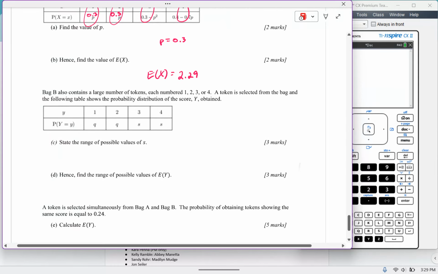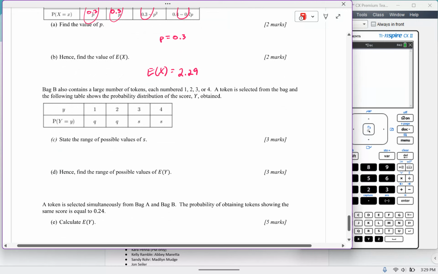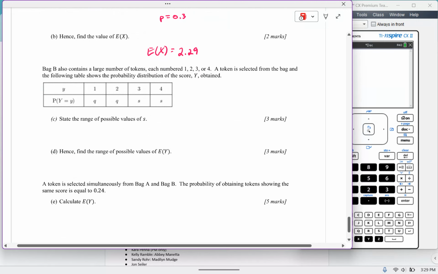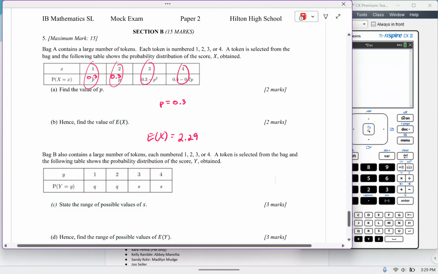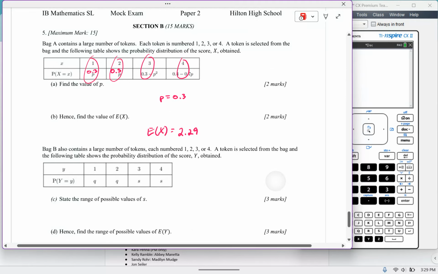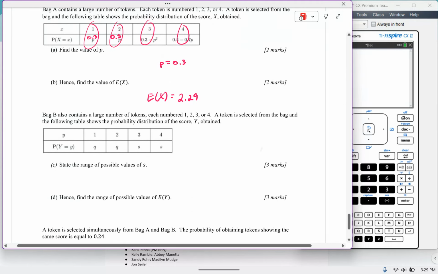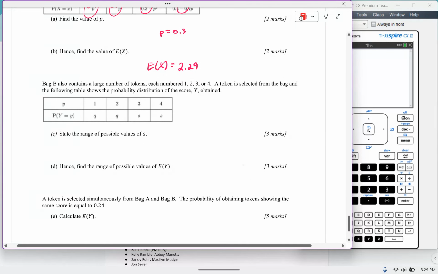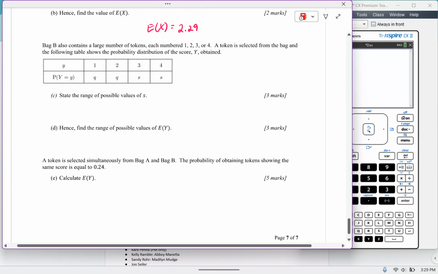Okay. Now, let's do bag B. Bag B is the same idea here. They have the same outcomes on those tokens. Ding, ding, ding. They're going to be asking you to equate these two. Get ready. Okay, so it says that we've got Q for 1, Q for 2, S and S for 3 and 4. State the range of possible values of S.